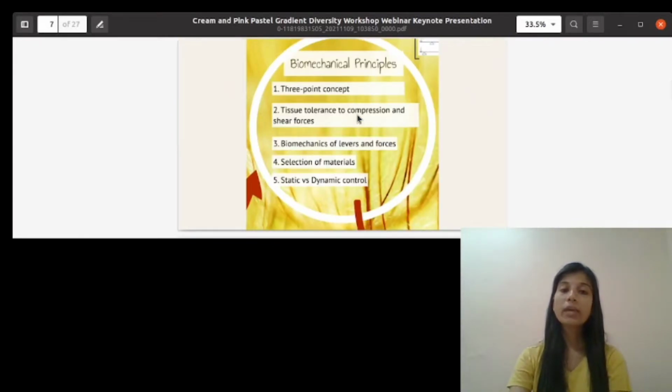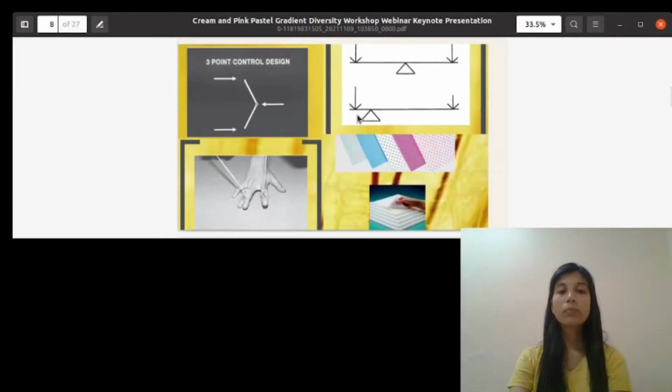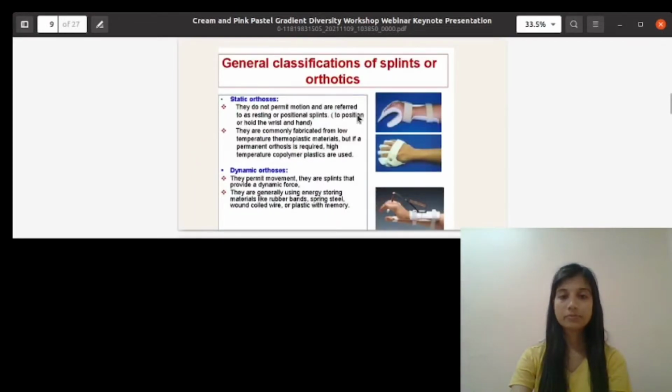What are the biomechanical principles before using an orthosis? The 3-point concept: tissue tolerance to compression and shear force, biomechanics of levers and forces, selection of materials, static versus dynamic control. The 3-point control system is also known as Jordan's principle. When two forces act on one side, the resulting force acts from the other side.